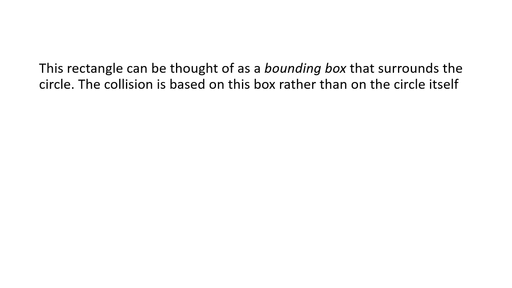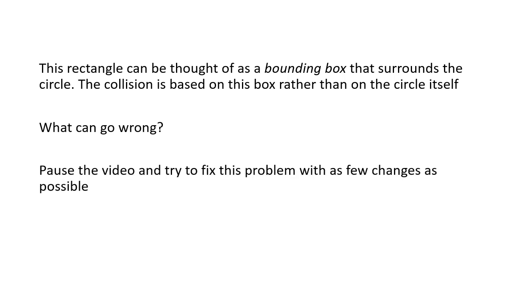So the rectangle can be thought of as a bounding box, and that's where the collision is based, on that box rather than on the circle. And we've already mentioned what can go wrong if you are just considering the collision of the box: the circle itself might not be there yet. So the color of the blue square would change a little too soon to purple, and then it would change back to blue a little too late after the ball had already passed through.